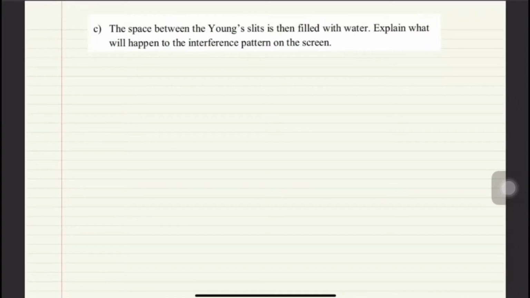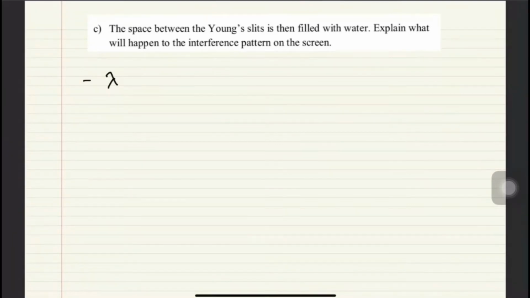So last time, the space between the Young's double slit is filled with water. Explain what will happen to the interference pattern on the screen. The key idea here is what will happen to the wavelength when it is moving inside the water. Anyone? Does the wavelength increase or decrease? Wavelength decreases. Okay, so logically, the wavelength will decrease.